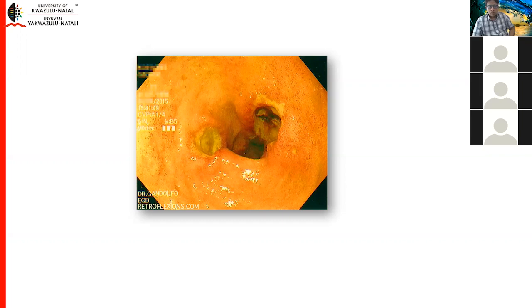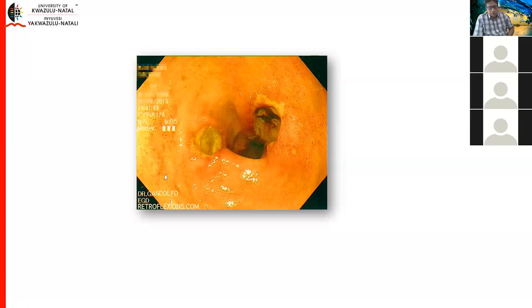I'm not sure. On the left-hand side, is that an ulcer? Yes, there's an ulcer here, that whitish or yellowish discoloration. And also on the right-hand side, there are blood vessels and an ulcer. Yes, there are two ulcers, right? This one has a visible blood vessel in the base. This one has a clean base. There's no obstruction. The pylorus is visible there.